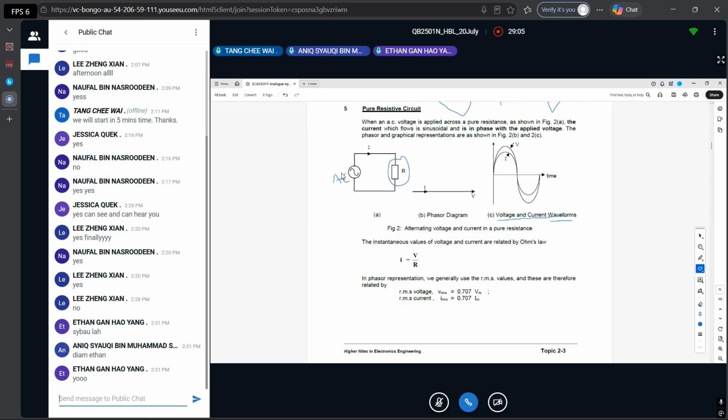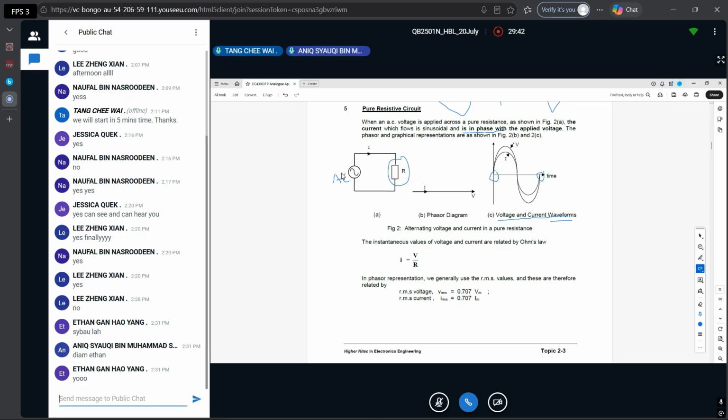If you look at this waveform diagram, you can see that the voltage and the current are in phase. When they say in phase, what does that mean? Look here carefully. They start and end at the same time. So voltage and current are in phase. That is how you explain it, and that is for the resistive circuit.